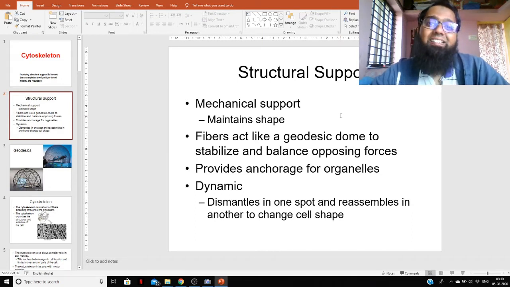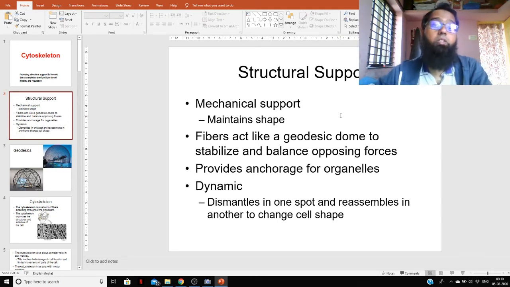Then what actually happens here? The mechanical support is provided by the cytoskeleton. If the cell wants to stretch, bend, elongate without undergoing any damage, that will be given by the cytoskeleton. The cytoskeleton consists mainly of thin fibers made up of proteins, and these proteins act like a geodesic dome to stabilize and balance the opposing forces.